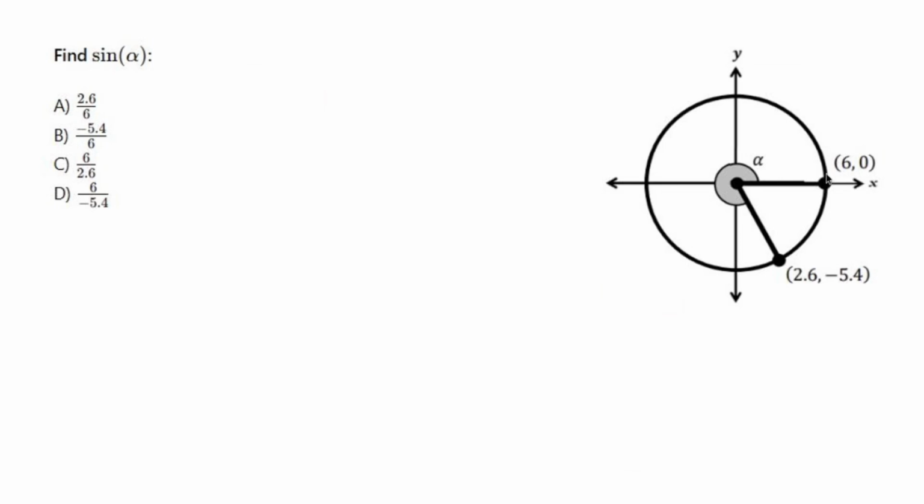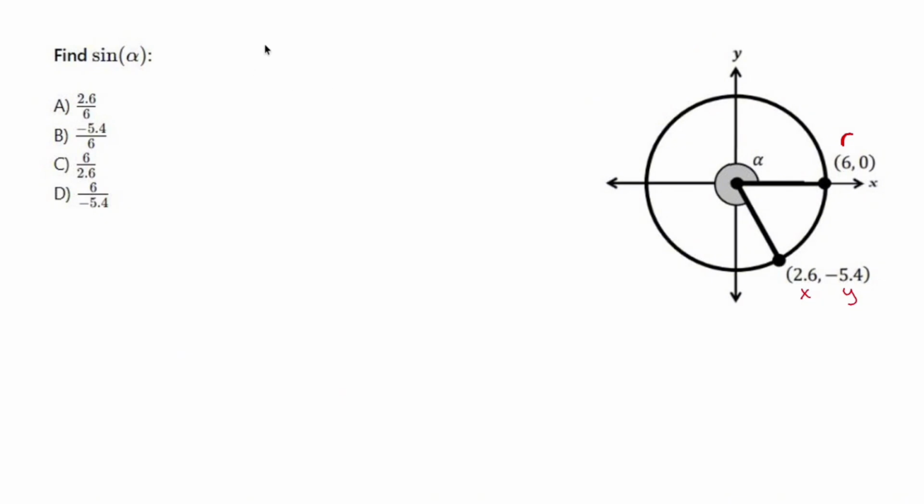We are given a circle here with some pieces of information. The circle, when flattened out, goes all the way out to 6, which means I have a radius of 6 here. I have this angle A that's spun around, and after the angle A is spun around, I land on a coordinate with an x value of 2.6 and a y value of negative 5.4. This problem is asking me to find the sine of that angle.